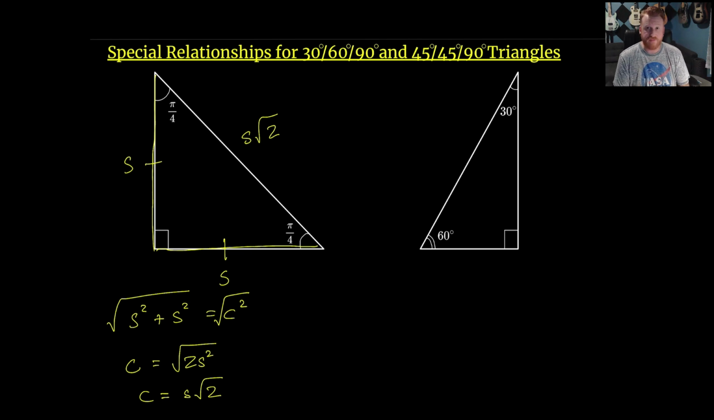We're going to see a lot of 45, 45, 90 triangles pop up as we go throughout this course. And now if we know one side, we can figure out the other 2 sides very easily by just using this relationship. The equal sides should be the same, and then the hypotenuse here should be that side times the square root of 2.